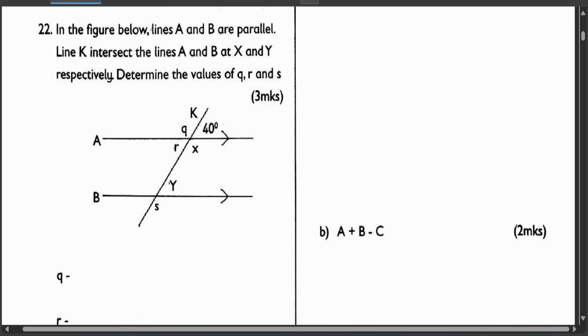So line K is this one, intersecting the lines A and B at X and Y. Determine the values of Q, R, and S.